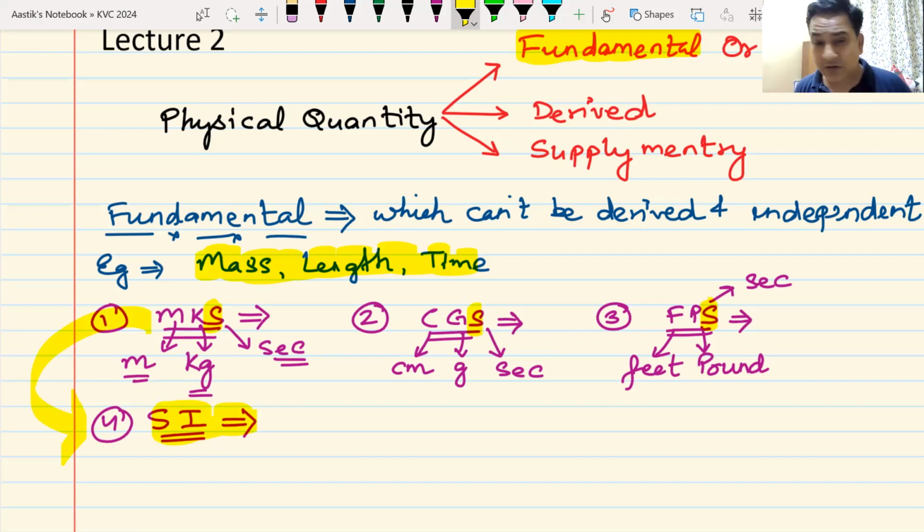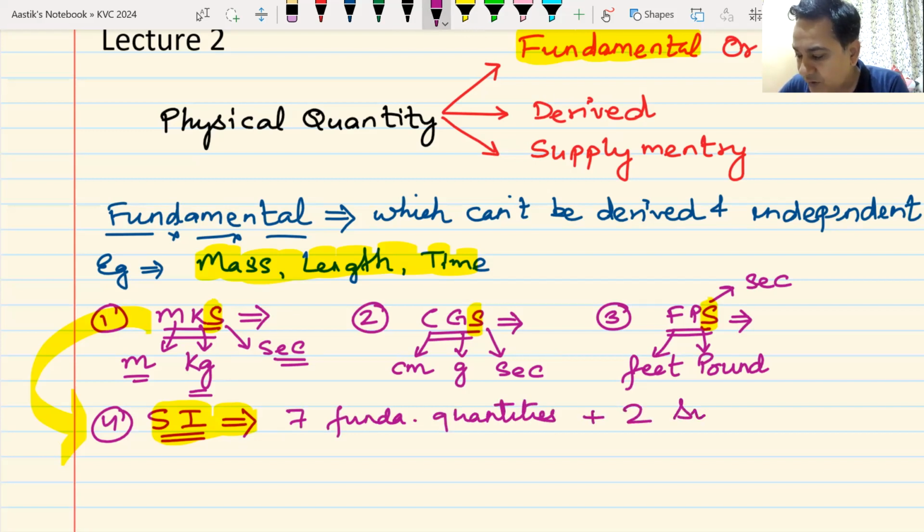But then we realized that only three fundamental quantities are not good enough to describe everything that was present. And therefore, this SI system has how many? It has seven fundamental quantities plus two supplementary quantities.